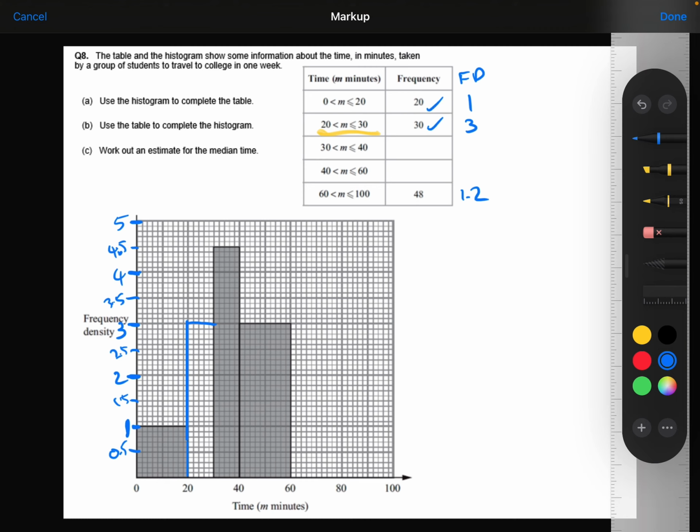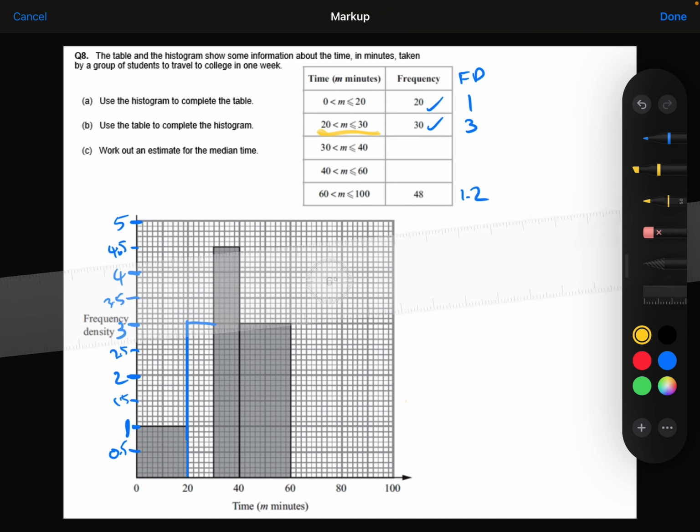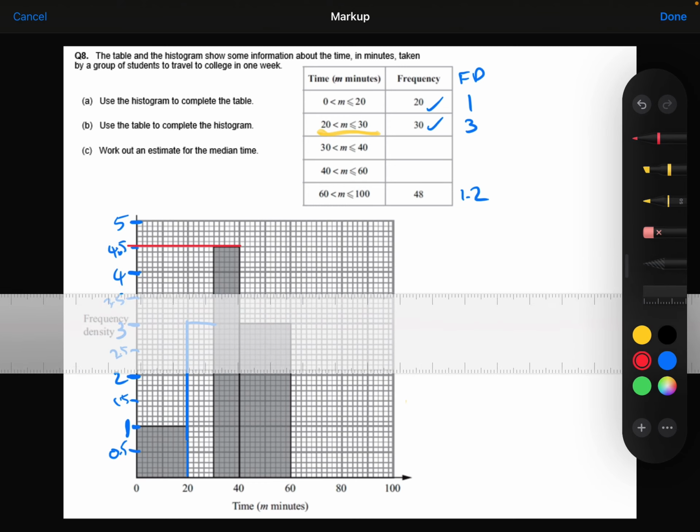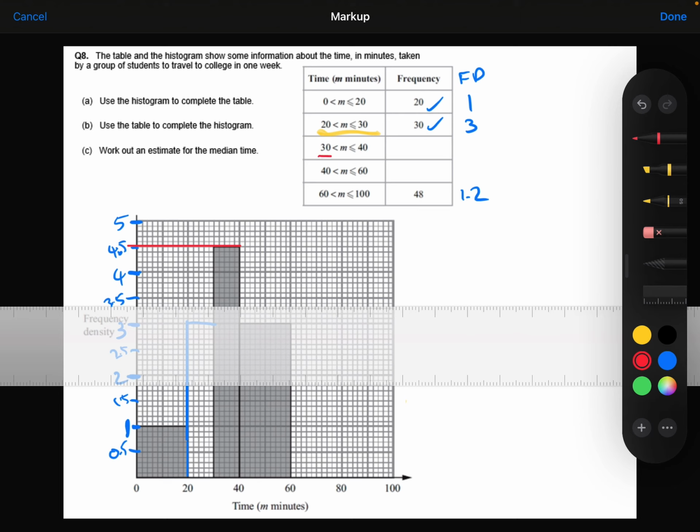Now the next bar between 30 and 40 has already been drawn for us. And we can see that it has a frequency density of, let me just double check this carefully. Yeah, 4.5. So between 30 and 40, the frequency density was 4.5. So what number divided by 10 gives 4.5? Well, it's 45.